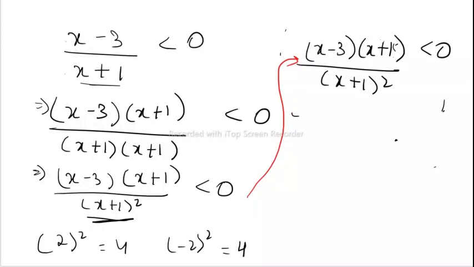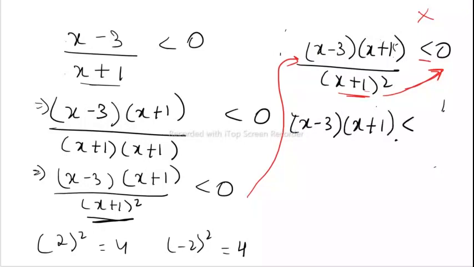Now I am sure that the denominator is a positive number, so I can cross multiply and this sign will not change. Because I know (x plus 1) whole square is a positive number, I can cross multiply and this sign will not change because I'm multiplying or dividing with a positive number. So if I'm cross multiplying this with 0, and I know it's a positive number only, that I can do. Okay, so what will that mean? That will mean (x minus 3)(x plus 1) less than 0.